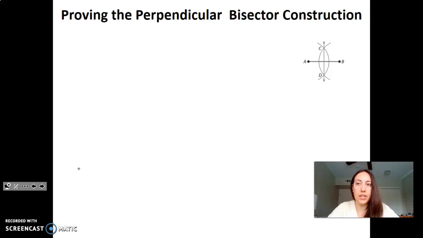Okay, the last one we're going to do is the perpendicular bisector construction. We're going to prove why this segment here chops AB in half. So let's review that construction.